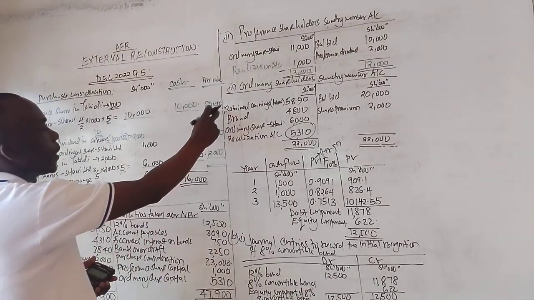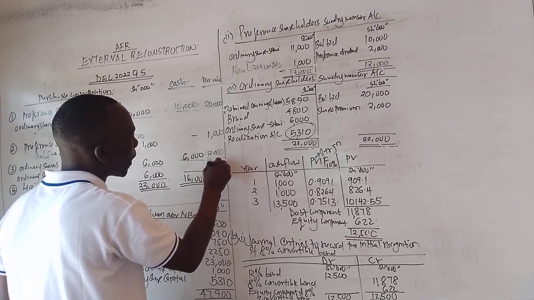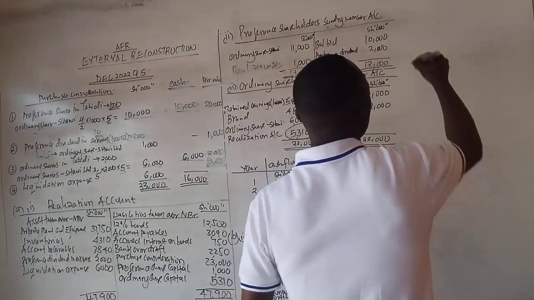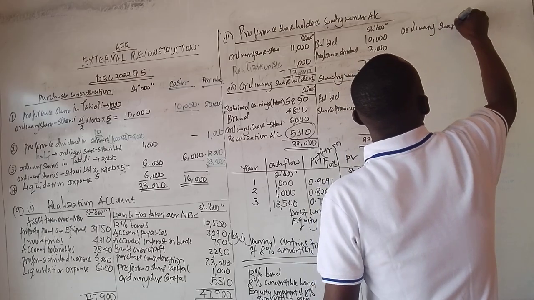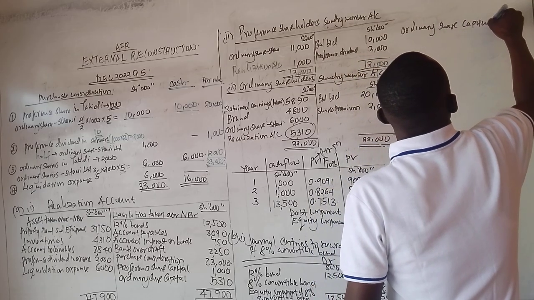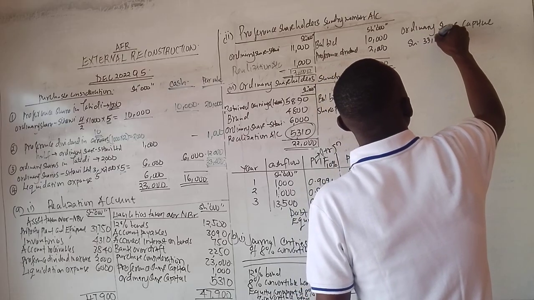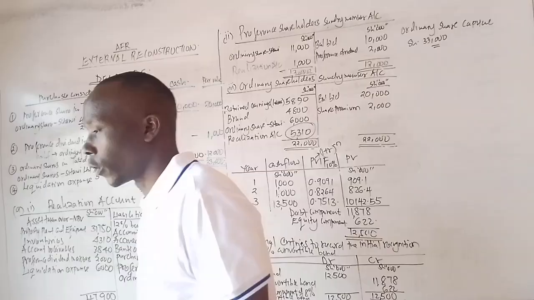So let us get the total share capital from our par value. The total will be 20 plus 12 plus 1, amounting to 33,000. So our ordinary share capital will be shillings 33,000. But remember, our shillings are in million.